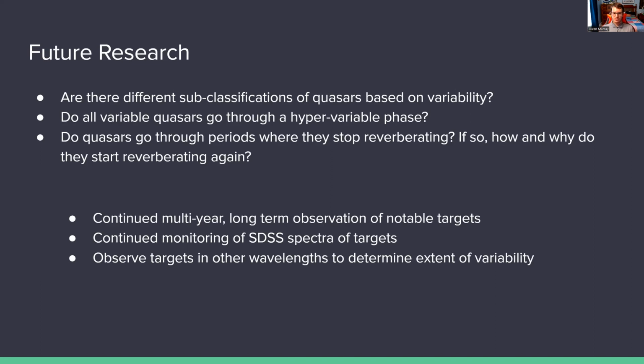To answer these questions, we need to have continued multi-year long-term observation of all these notable targets with the SDSS and various other telescopes and observatories, and to observe these targets in other wavelengths and spectra to determine the extent of the variability of these quasars in a larger, more thorough data set. In conclusion, this is a very new area of research that definitely needs to be studied further, because quasars are very important to understanding the early universe and how galaxies evolved.